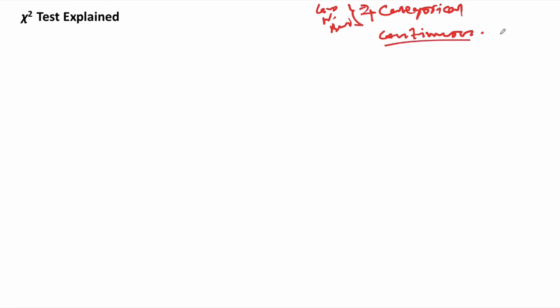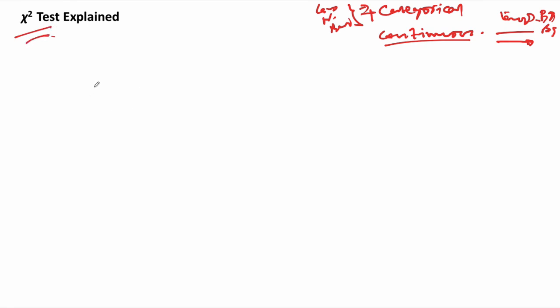Continuous data is nothing but measuring the temperature, then blood pressure, blood sugar, and so on and so forth, wherein you will get the continuous scale. Okay, so these are the difference between the categorical data and the continuous data. And in case of categorical data, we use this chi-square analysis. Okay, and this is a non-parametric test.